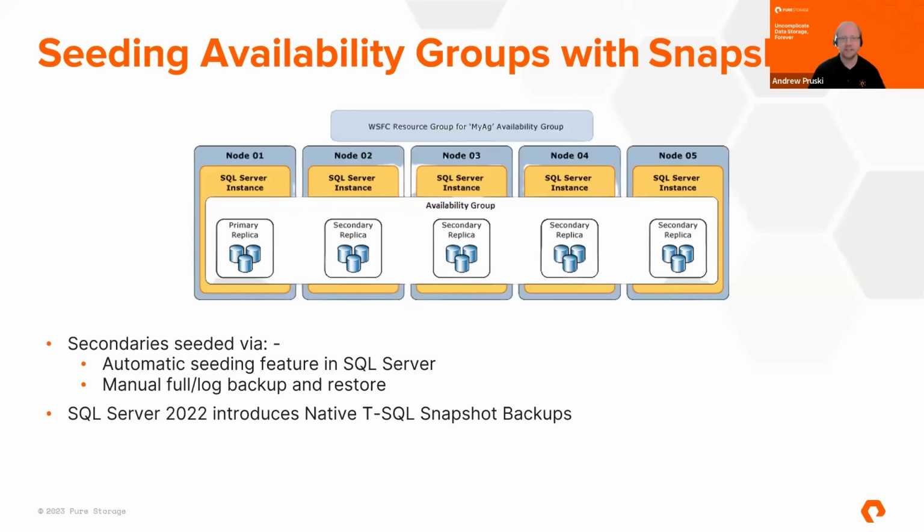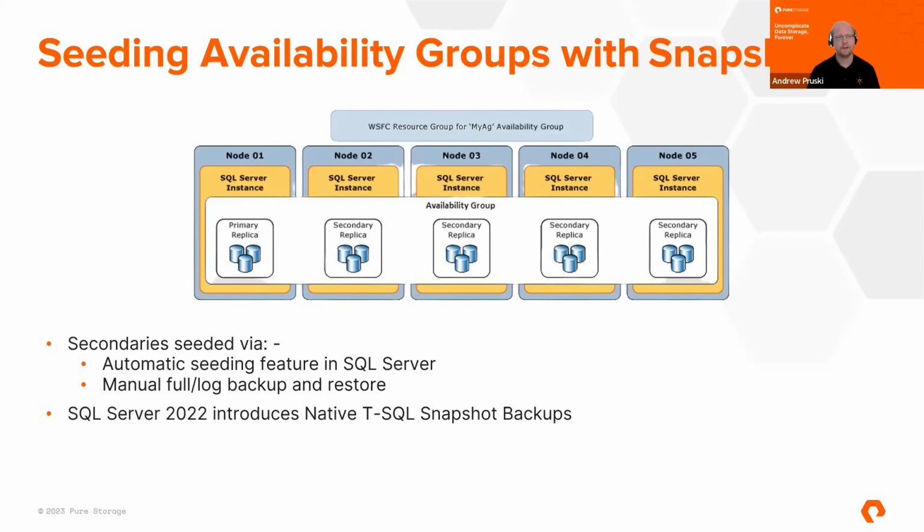Okay, so we're coming on to the end of the session now. We've got a few minutes left. What I want to talk about is an extra benefit of using snapshots that came with the new version of SQL Server, which is 2022. And that is the ability to seed secondary nodes of availability groups with an application consistent snapshot.